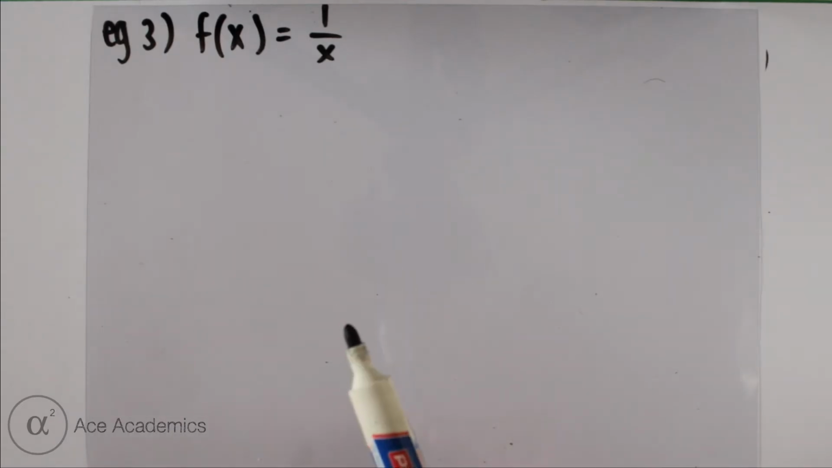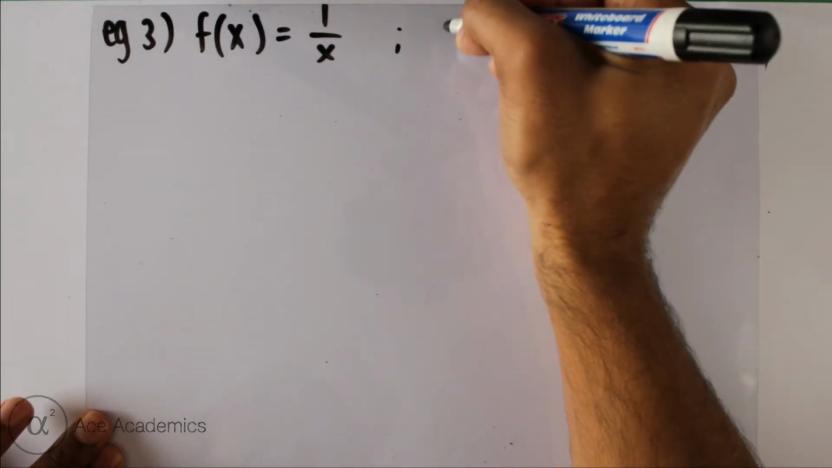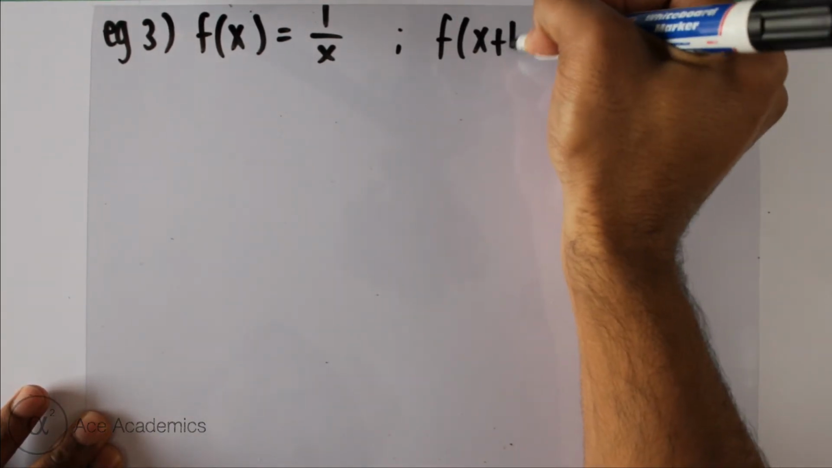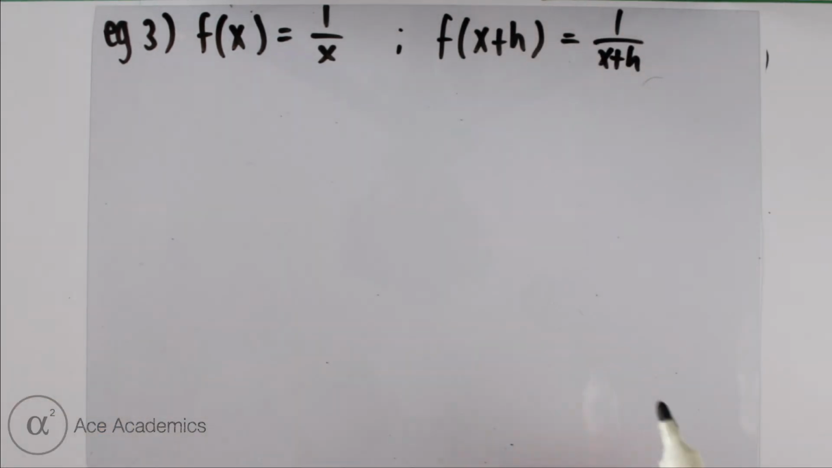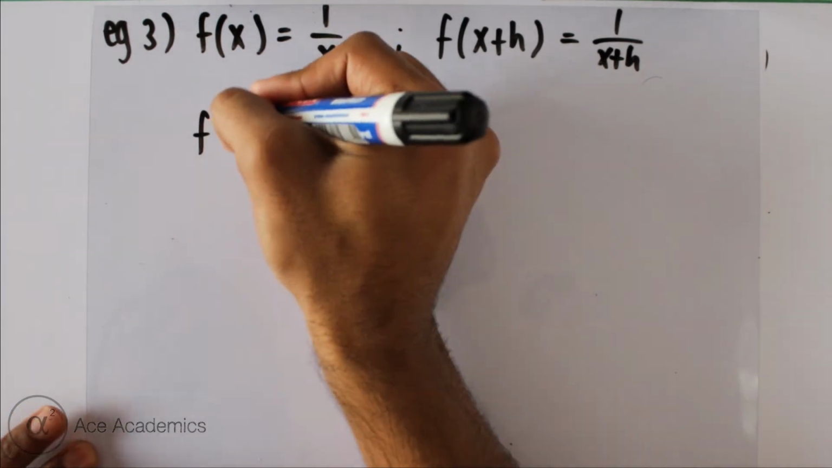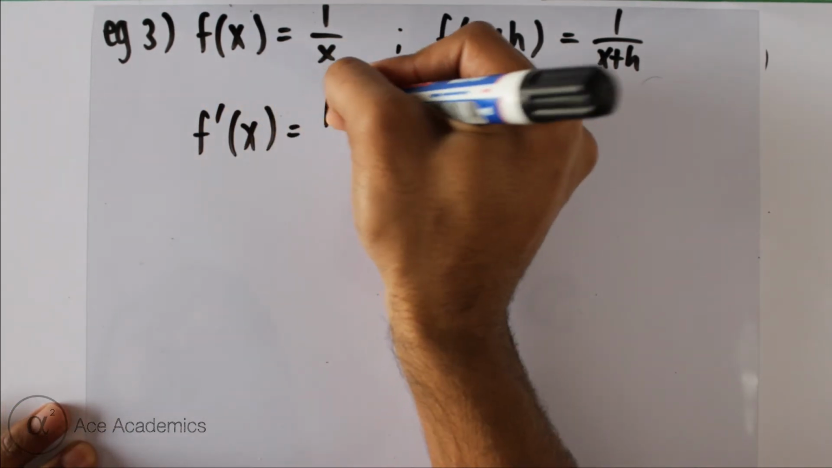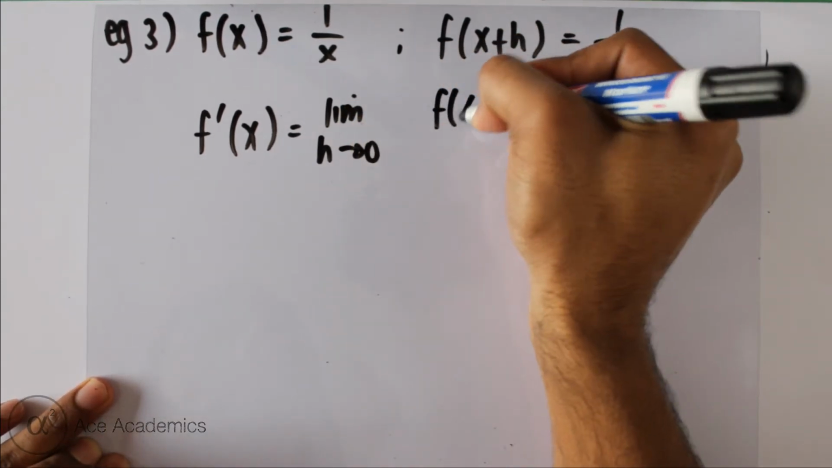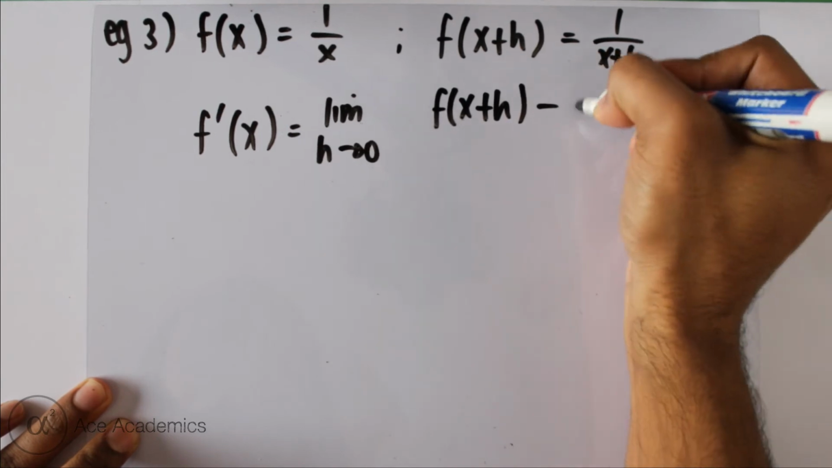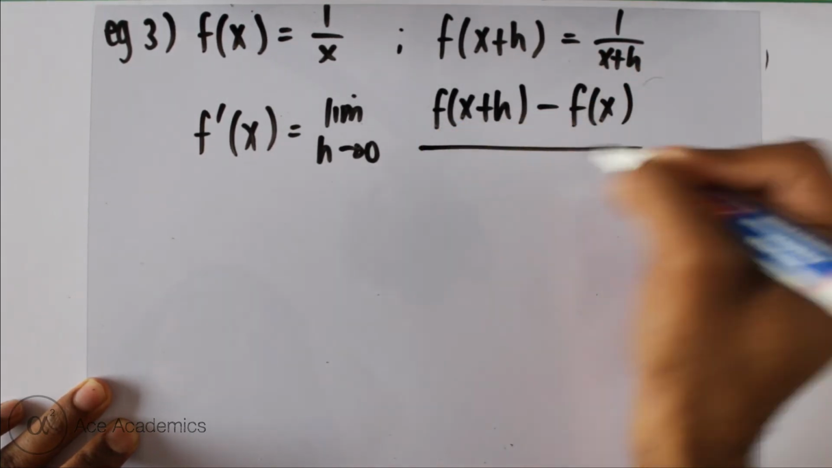Now, as we've done previously, we found out what f of x plus h was before we substituted it into the derivative formula. So, in this example, f of x plus h is simply equal to 1 over x plus h, because wherever x is, we're going to substitute x plus h. Now we can substitute it into our derivative formula, which is, once again, f prime of x is the limit as h tends to 0 of f of x plus h minus f of x all over h.